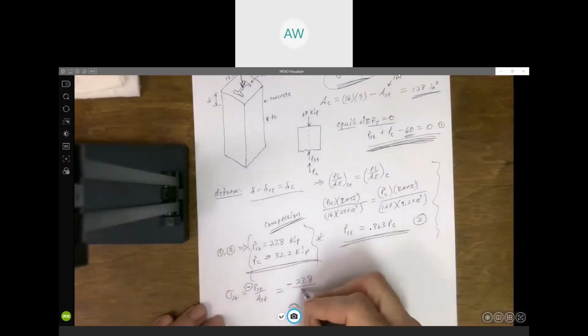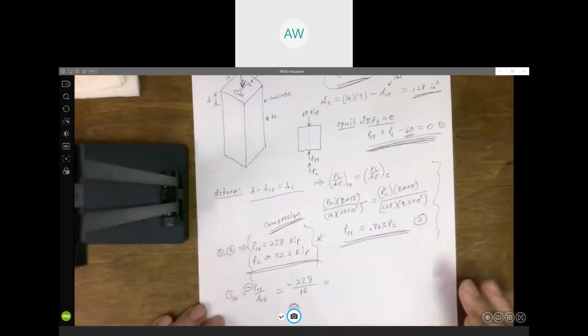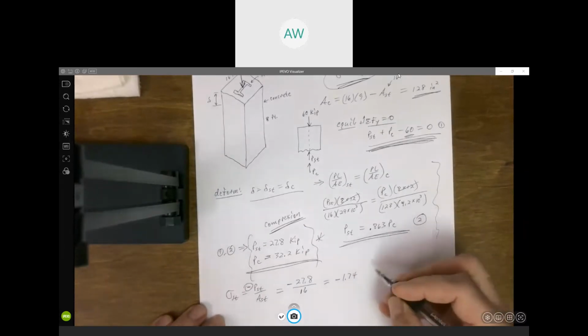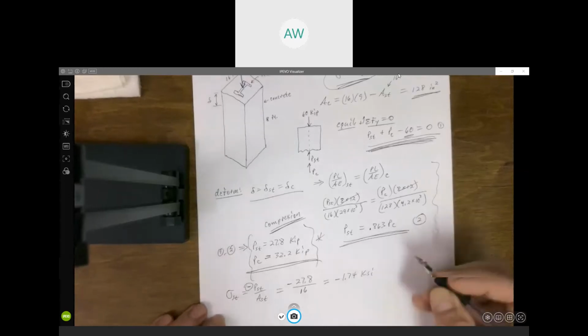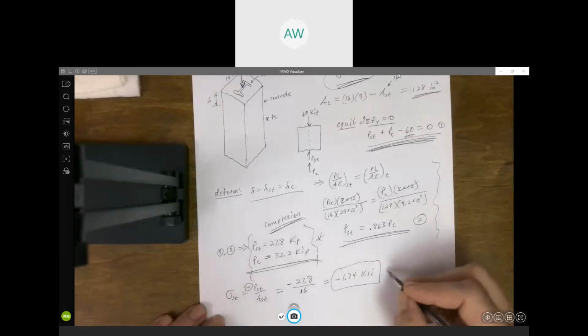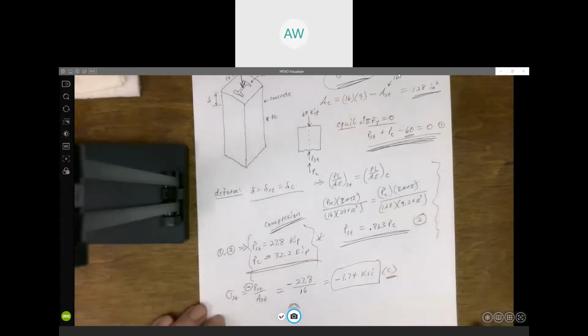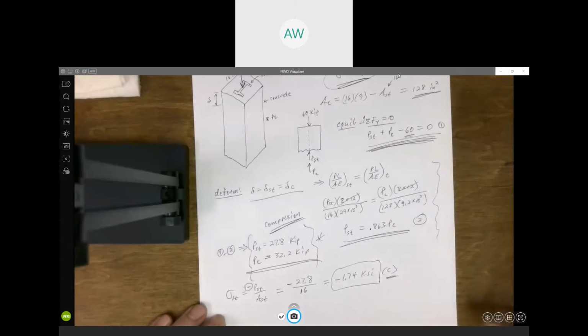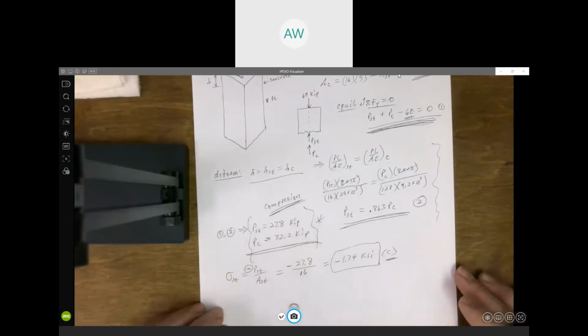The area of the steel was 16, and where did it go? I got 1.74 ksi. Or again, if you don't like or use the plus or minus, put a C and tell me it's compression. Somehow, one or the other or both, you need to indicate it's compression.